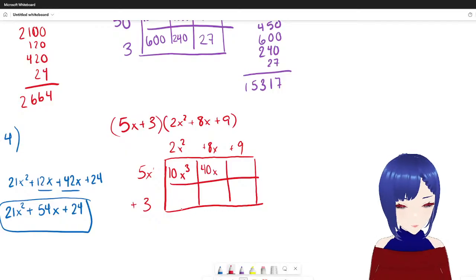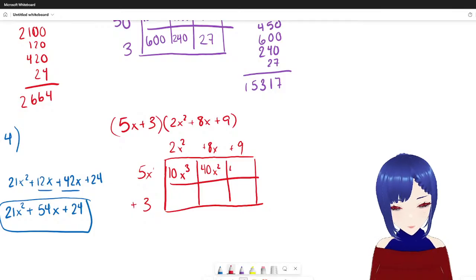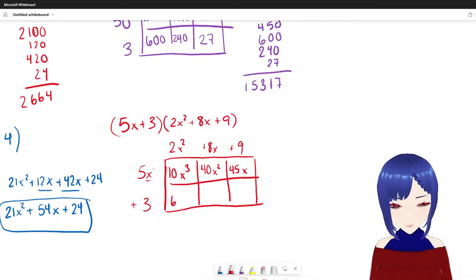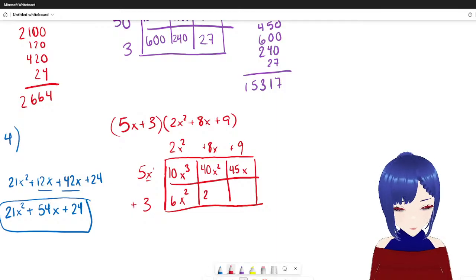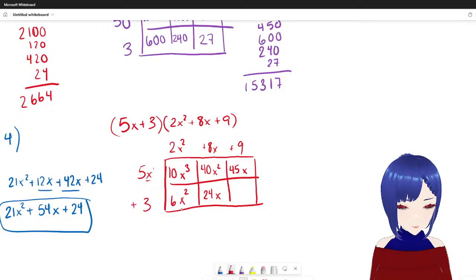And then x times x is x squared. 5 times 9 is 45. And then there's only the 1x, so we get 45x. And then we have 3. 3 times 2 is 6. And then 3 is constant, so there's no additional x multiplication, so it's going to be 6x squared. 3 times 8 is 24. And then x, and then 3 times 9 is 27.